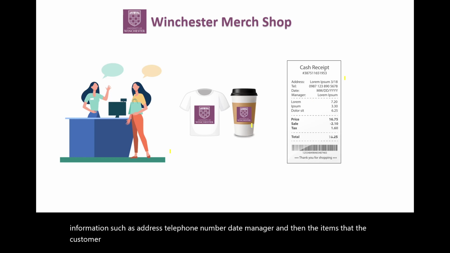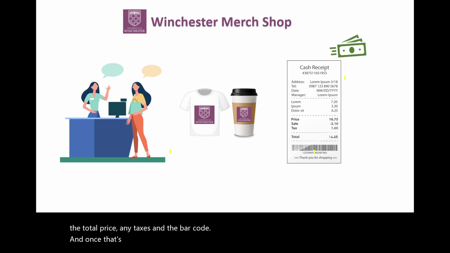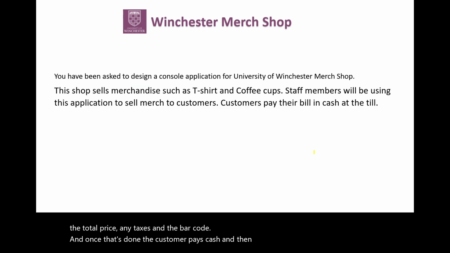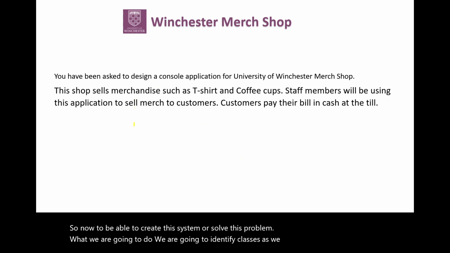So here in this case, let's say a t-shirt and a coffee cup. It shows the total price, any taxes, and the barcode. And once that's done, the customer pays cash, and then everyone's happy. So now, to be able to create this system or solve this problem, we are going to identify classes, as we are going to solve this problem using object-oriented programming.